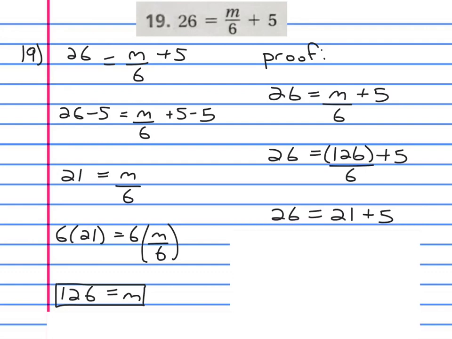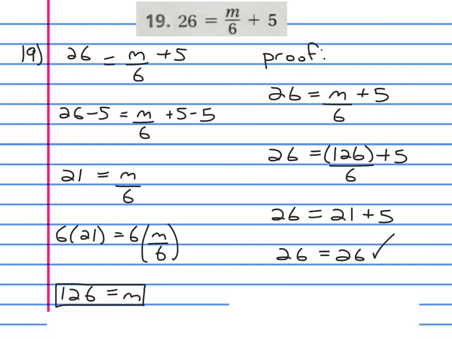Okay, and what that works out to be is 21. So as I said, we've got now 26 on this side, and this part becomes 21 plus 5. And now when we continue it down, combining this right here, 21 plus 5 rather is 26. 26 equals 26, and you're done. So that's a proper solution and proof for number 19.